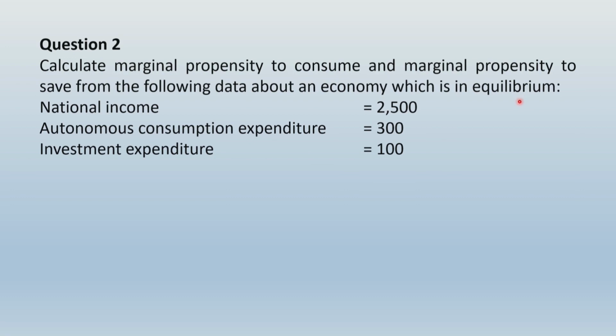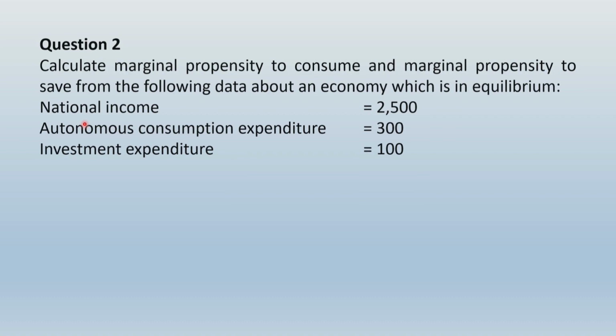Are you people following me or not? When I say when an economy is in equilibrium, national income will be same as national expenditure, and expenditure comprises of two components, consumption expenditure and investment expenditure. So consumption expenditure is not given, autonomous consumption expenditure is given. What is autonomous consumption expenditure, by the way? You remember we have discussed one concept, that equation, what was that equation? C equals to A plus B into Y, the consumption function, correct?